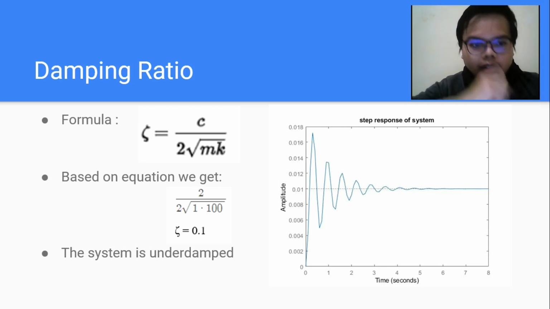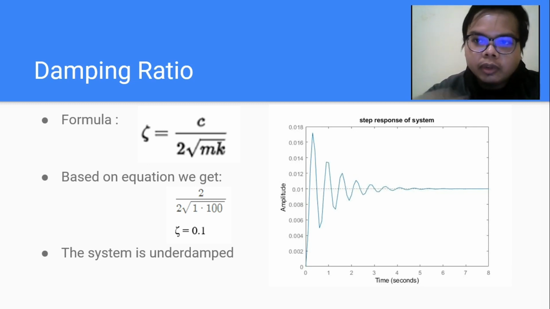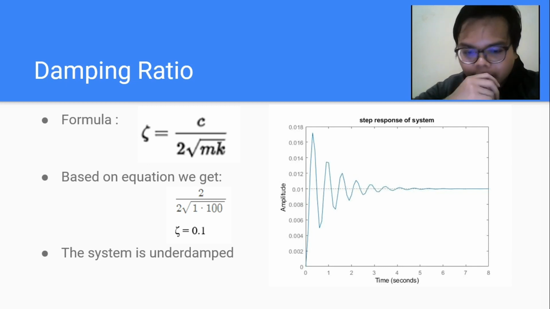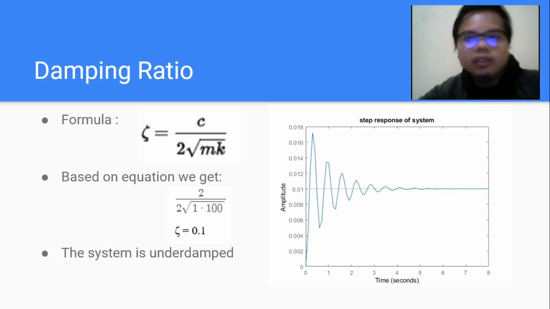Based on this calculation, we can conclude that the system is underdamped, as we can see on the graph to the right here. The system gradually comes to a stop after a certain amount of time. We call it underdamped because the system oscillates at a reduced frequency with the amplitude gradually decreasing to zero. So that is the damping ratio.